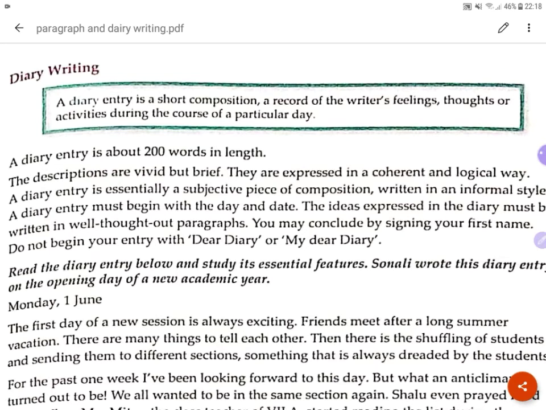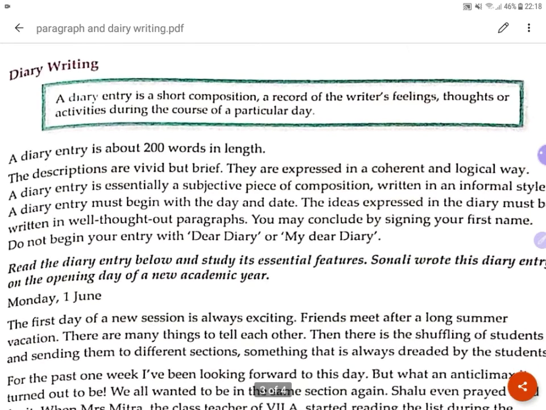Now let's talk more about diary writing. How does it work? A diary entry is about 200 words in length, right? It should not be more than 200 words, and the descriptions are vivid but brief. Descriptions could be vivid, with different personification, but it should be brief, that means short, and they are expressed in a coherent and logical way.